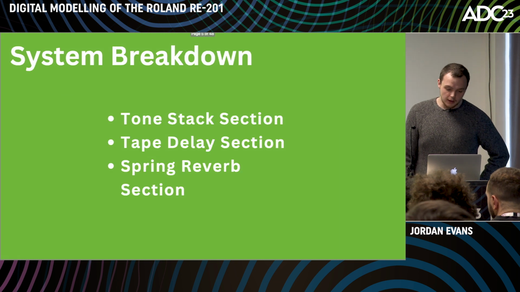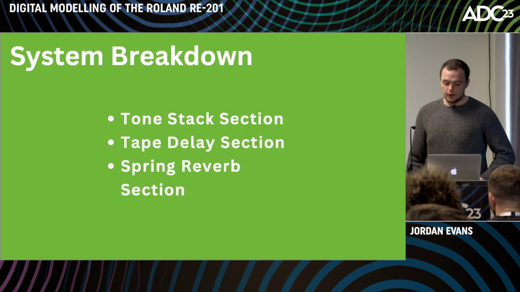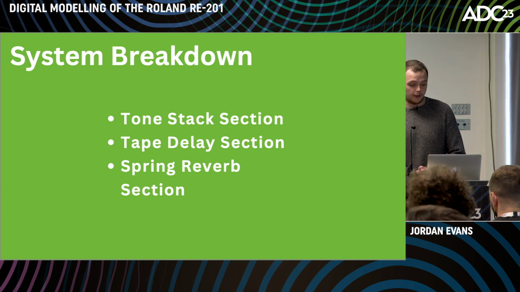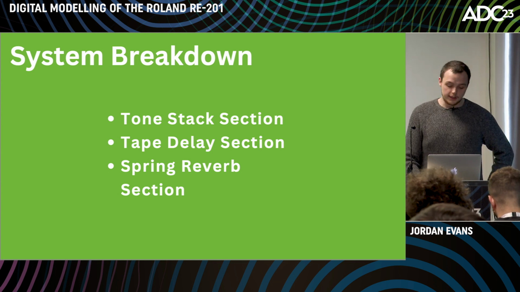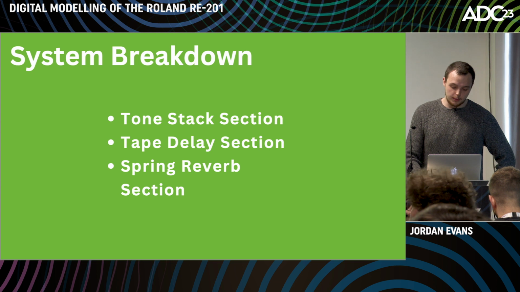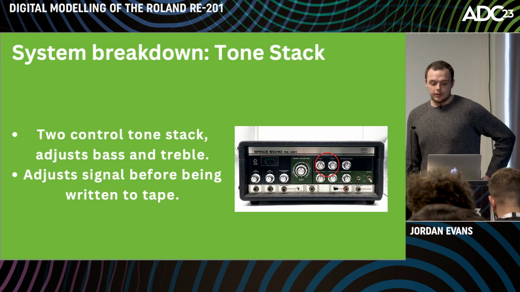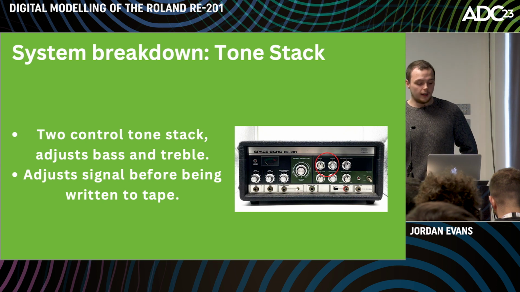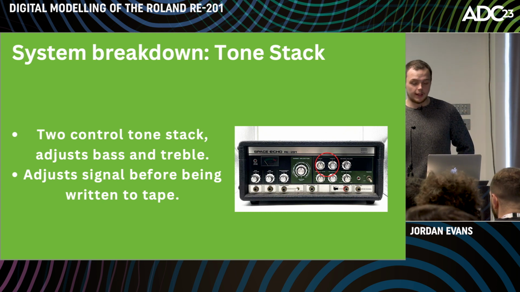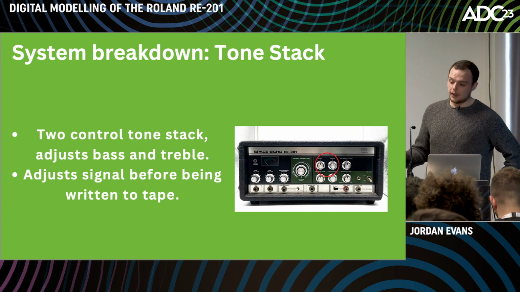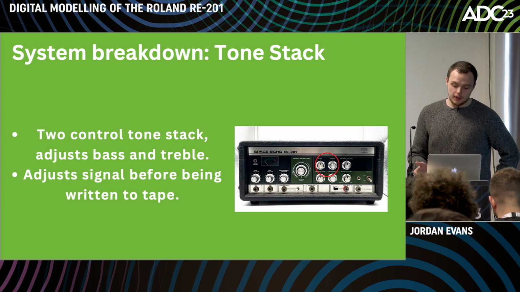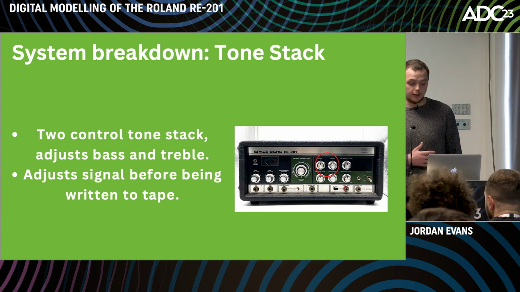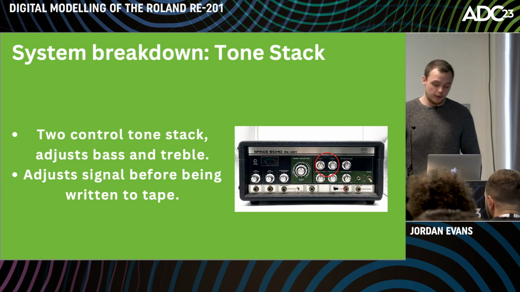So, system breakdown. We've got three main systems that all summate to create an overall effect: a tone stack, a tape delay, and a spring reverb. The tone stack is a two-control tone stack which adjusts bass and treble. It adjusts the signal before being written to tape, which means it can have an effect on the tape saturation. We can also adjust where the distortion from the saturation occurs by adjusting the bass and the treble bands.